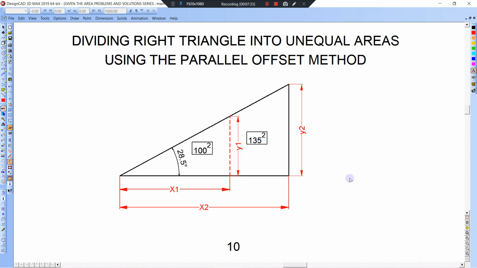Let's go to the next one. It's going to be subdividing a right triangle with unequal areas. Given, let's say the whole area here is 100 squared, and this one's 135 squared, and you have the angle. I'm going to show you how to calculate those, and it's exactly the same.